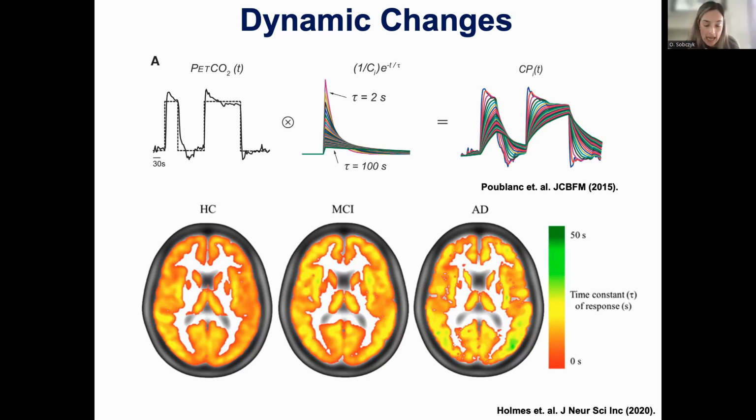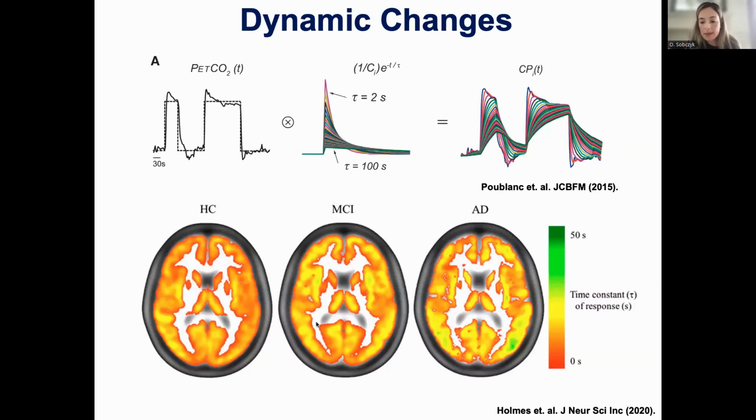In A, we have the end-tidal CO2. We can convolve the end-tidal CO2 with a set of first order exponential functions whose time constant, which we call tau, is increased in 2-second intervals. Then the time constant corresponding to the best fit between the signal and the convolved end-tidal CO2 is used to score the speed of response.